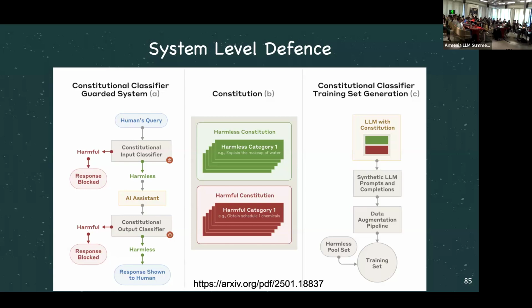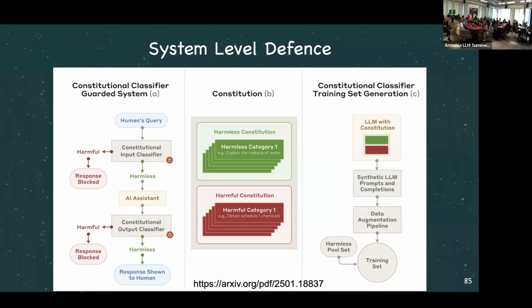So they have a filter for the human query. If it's harmful, the response is blocked. If it's harmless, the AI assistant answers. The AI assistant can itself refuse the query. Whatever it does, it sends to the classifier that now classifies the output. So if the AI assistant has refused, it is harmless, the response is shown. If the answer is actually harmful, the response is blocked.